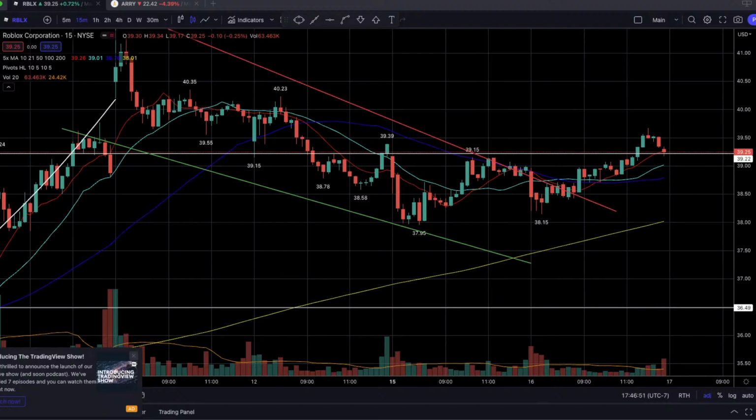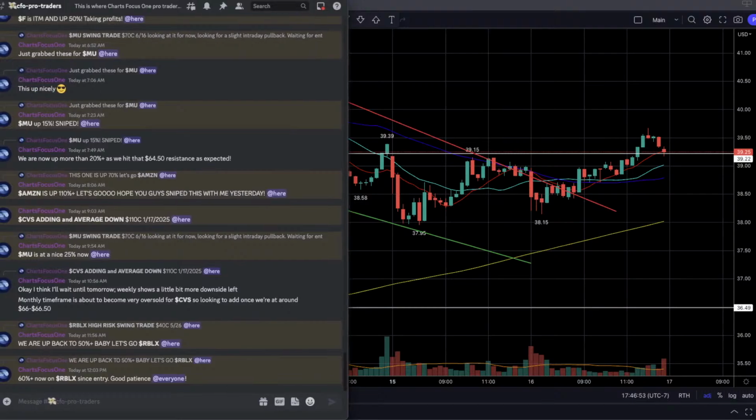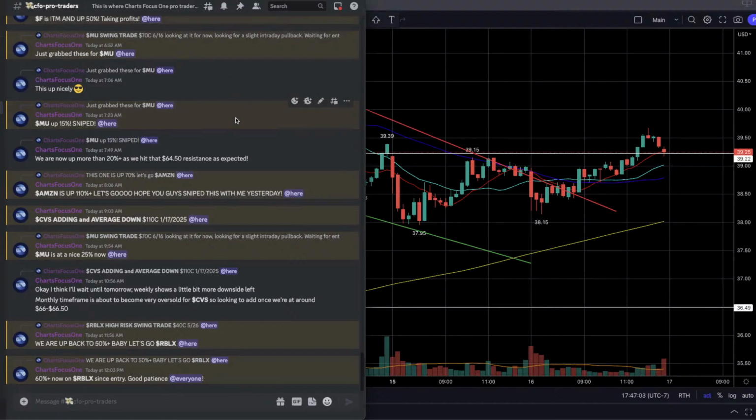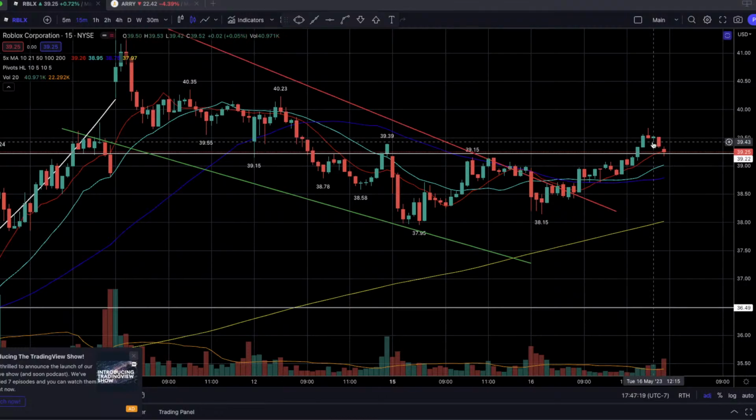All right. So today we ended up with Roblox at 60% since entry. And we had some very, very good patience to hold throughout the pullback this morning. So hopefully to any of the CFO Swing Watch members watching, hopefully you guys took some profits just like Anthony did today when he averaged down. And then he decided to take profits near the top today at around 11:45 to 12 o'clock noon time, PST or Pacific Standard Time.